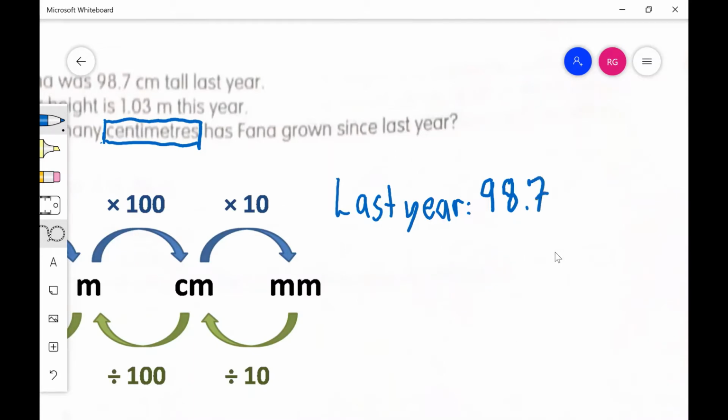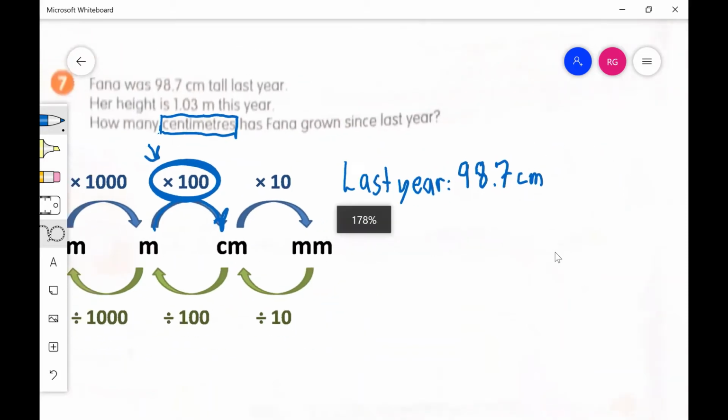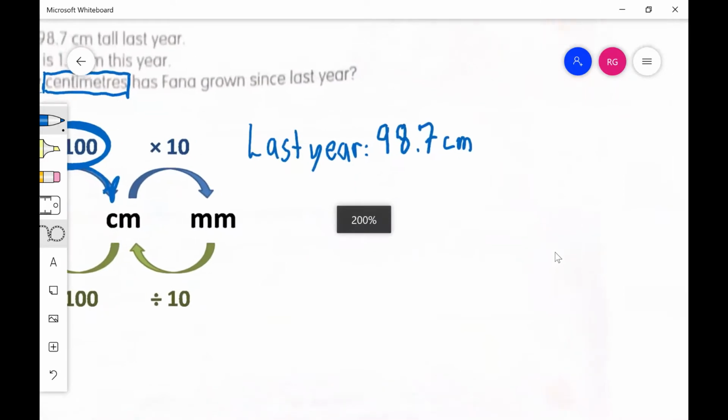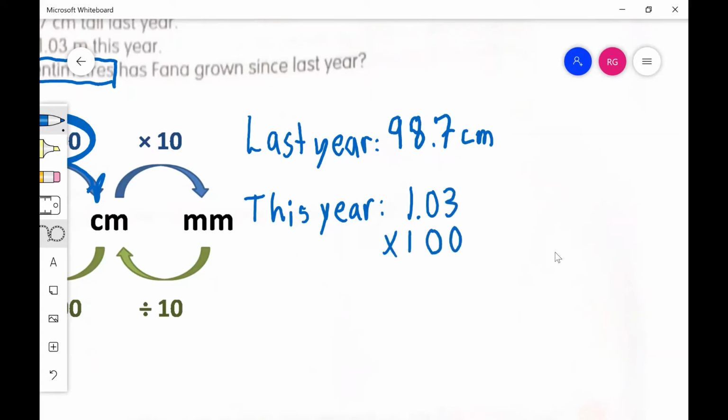All right, so I have 98.7 centimeters for last year. 103 centimeters. All right, how did you do that? What did you do? What operation? Times 100. Yeah, so you took 1.03. So this is this year. So you took 1.03 times 100, I believe. 1.03 times 100. And what did you get?